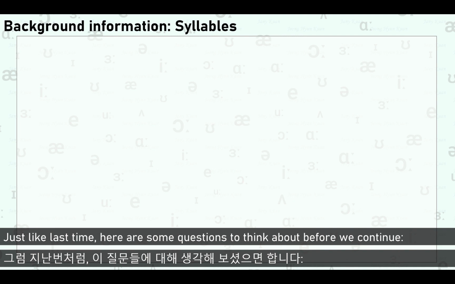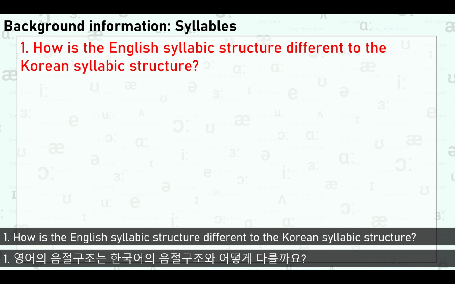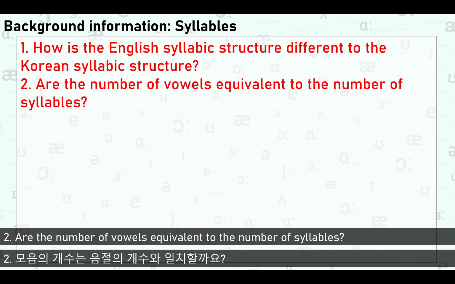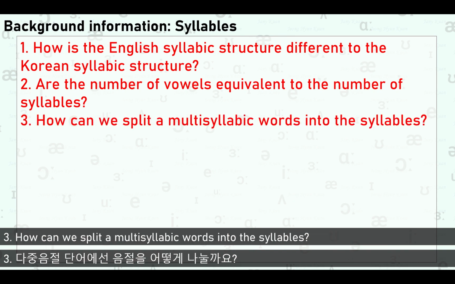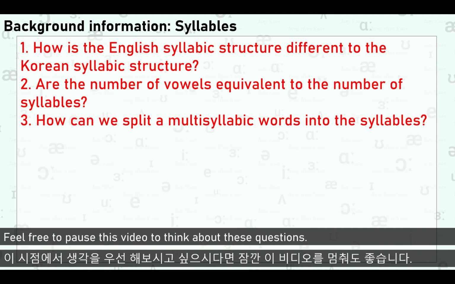Just like last time, here are some questions to think about before we continue. 1. How is the English syllabic structure different from the Korean syllabic structure? 2. Is the number of vowels equivalent to the number of syllables? 3. How can we split a multi-syllabic word into syllables? Feel free to pause this video to think about these questions.